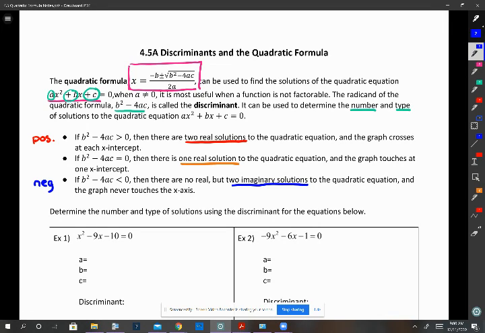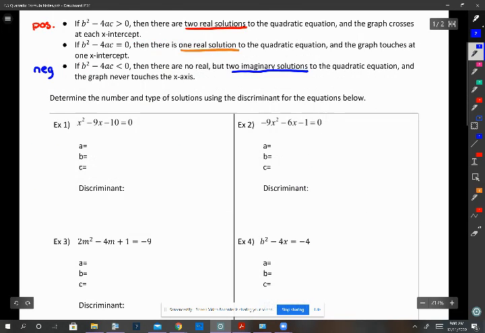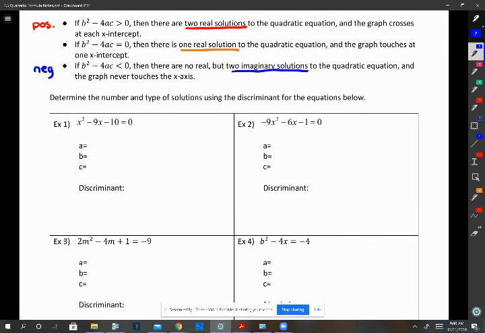The nice thing about the discriminant is you can tell a lot by it. It will tell you basically what your graph is going to look like. Does it cross your x-axis at 2 spots, 1 spot, or no spots? All you do is plug it in. When I look at this equation, the value in front of x squared is 1, so a is 1, b is negative 9 because that's the number in front of x, and c is negative 10.